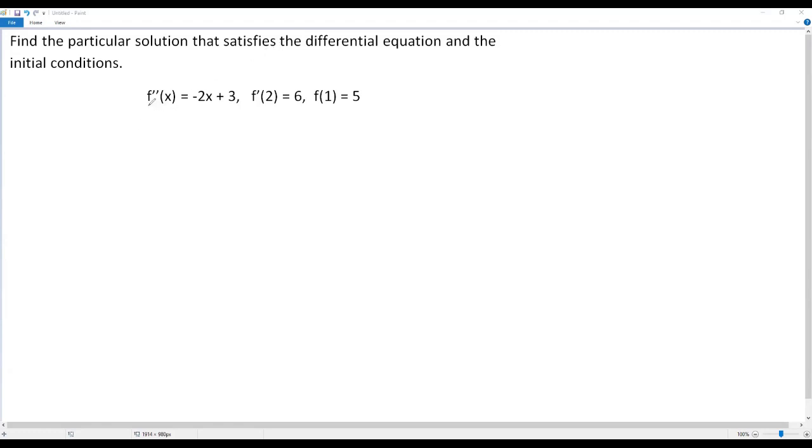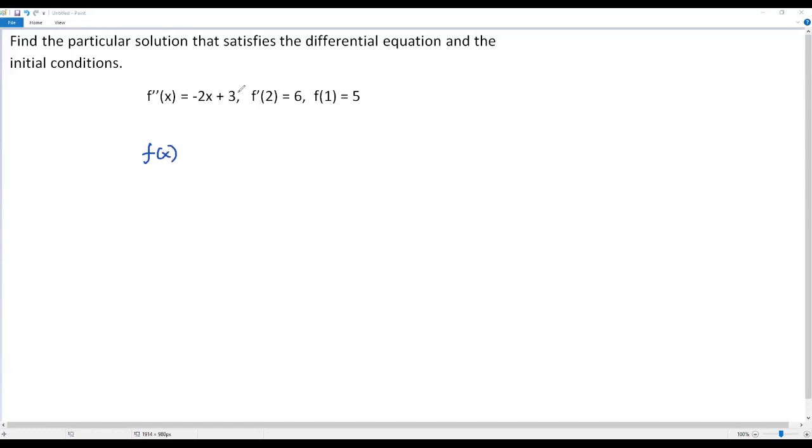Here we have the second derivative of the function f of x, that is f double prime of x equals negative 2x plus 3. And we have the value of the first derivative of the function f of x at x equals 2, that is f prime of 2 equals 6. And also we have the value of the function at x equals 1, that is f of 1 equals 5. So particular solution means we have to find the function f of x.